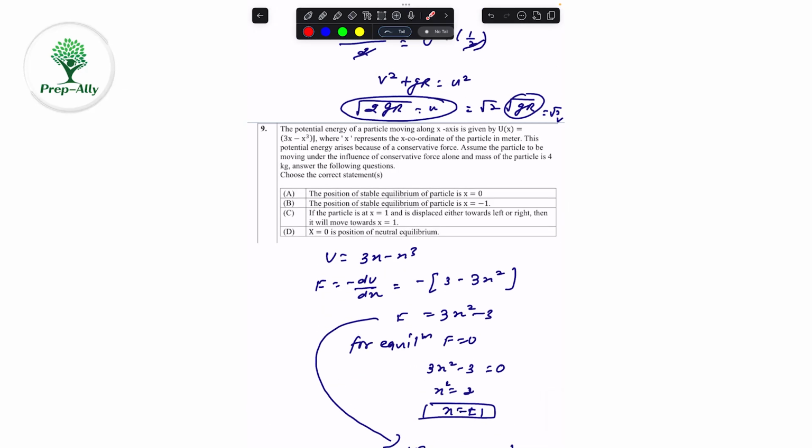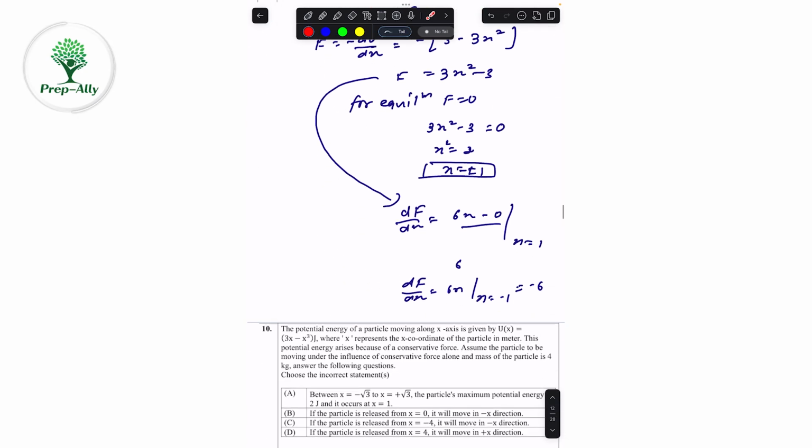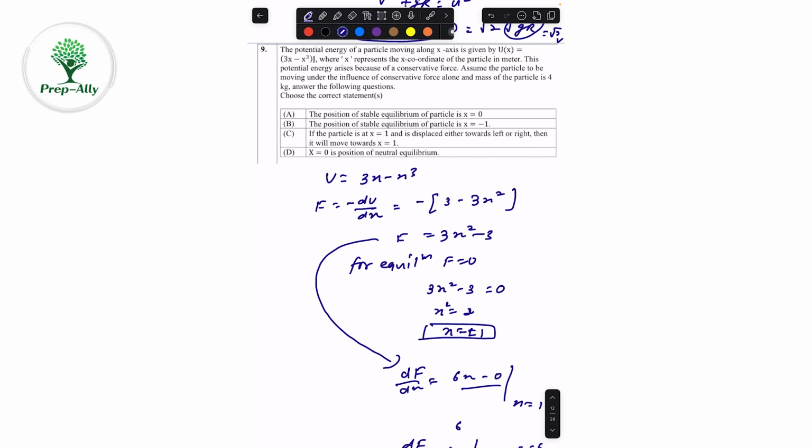So the statement that x is equal to 0 is the stable equilibrium is wrong. The statement that x is equal to minus 1 is stable equilibrium is also wrong. And x is equal to 0 is not neutral equilibrium, which we will talk about later. If the particle is at x is equal to 1 and it is displaced either toward left or right, then it will move toward x is equal to 1. That is correct. Why? Because at x is equal to 1 we got stable equilibrium, and in stable equilibrium if we move a particle rightward, it will come back leftward, and if you move it leftward, it will come back rightward. So this is true.